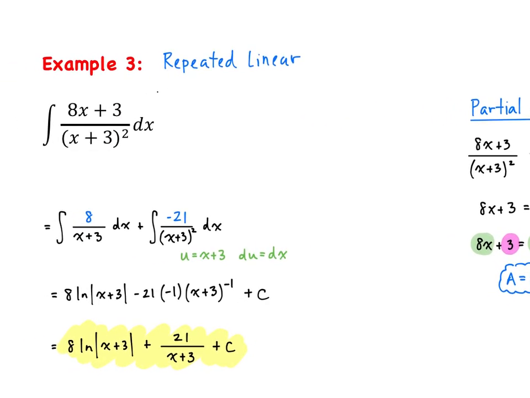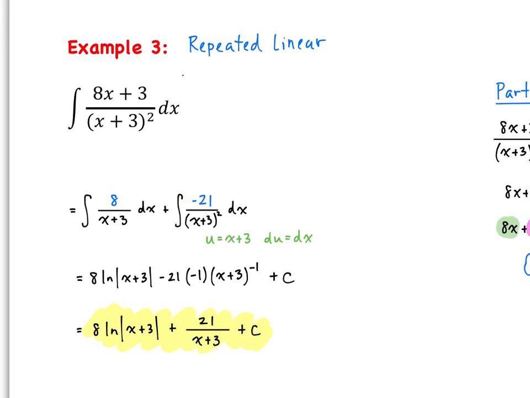Now we can go back and finish this problem up. Here we have the integral of 8 over x plus 3 dx plus the integral of negative 21 over x plus 3 squared dx. Here we can use that u substitution and work through it. This is really negative 21 times the integral of u to the negative 2. Integrating through, we get our final answer here. Don't forget those plus C's. If you have any questions, make sure you ask.